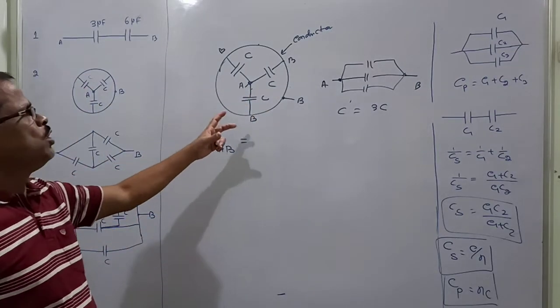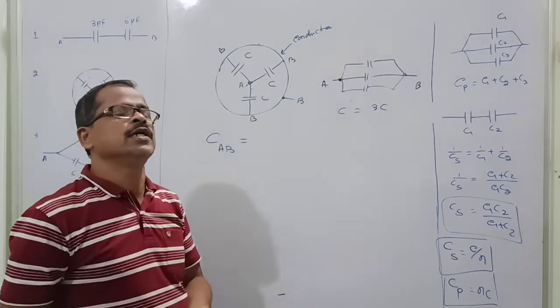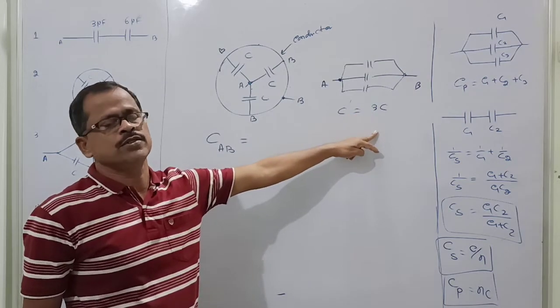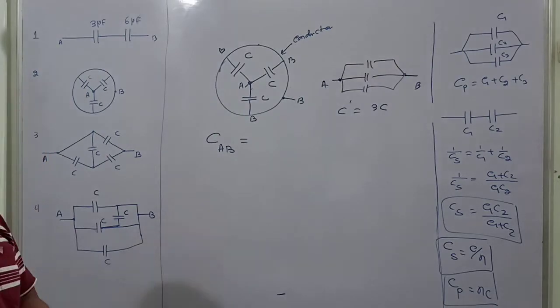So this is how you have to imagine how to redraw the diagram. What is the concept of redrawing? Then how to get the new, equivalent capacitance. So this is over. Please note down, question number 2 is over.